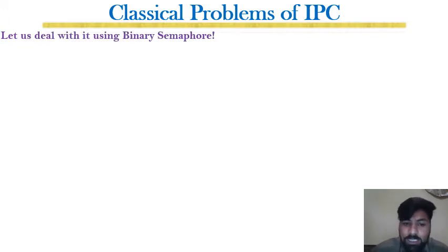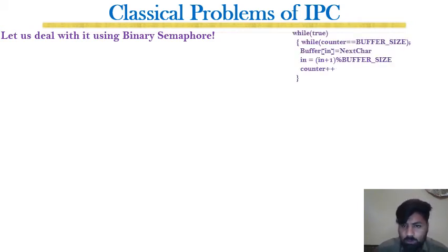Now let us discuss using a binary semaphore, and how, with the use of a binary semaphore, we can resolve the producer consumer problem. So here is the code for the producer, and you can see: while true, counter equal to buffer size. If counter is equal to buffer size, it means that the buffer is full, so we cannot produce another character, so we will wait. The semicolon shows that this is an empty body.